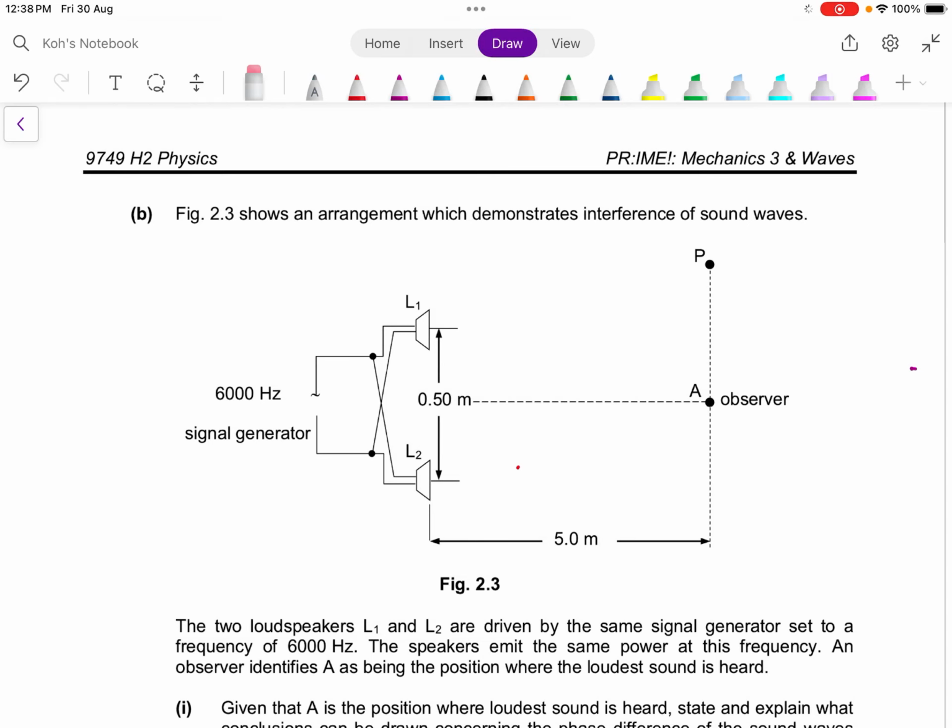Okay, let's go through this question you asked me yesterday. So we have these two loudspeakers connected to the same signal generator. The speakers are separated by 0.5 meter, right? Then of course the screen. Let's just say there's a screen here, and the screen is 5 meter away from the two loudspeakers.